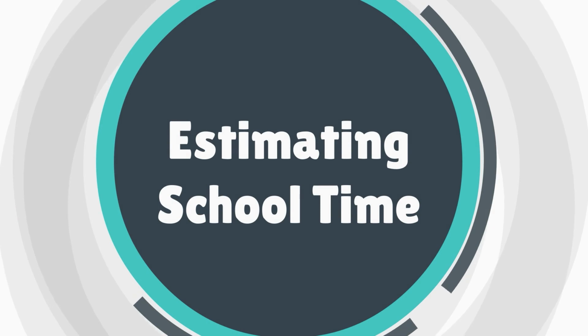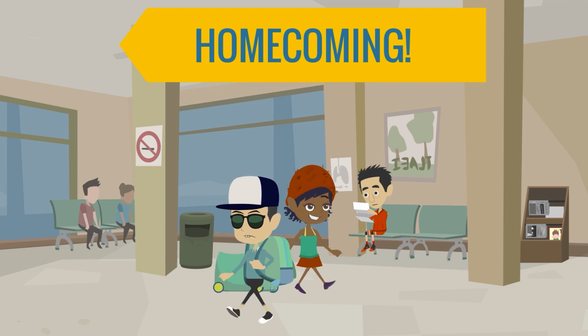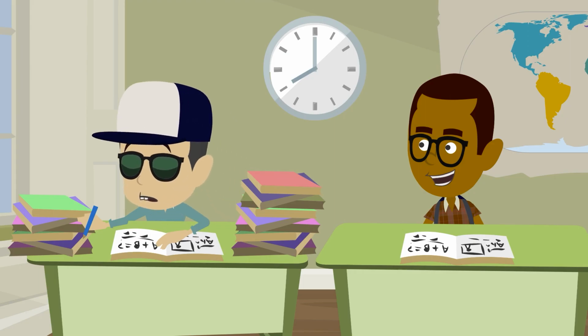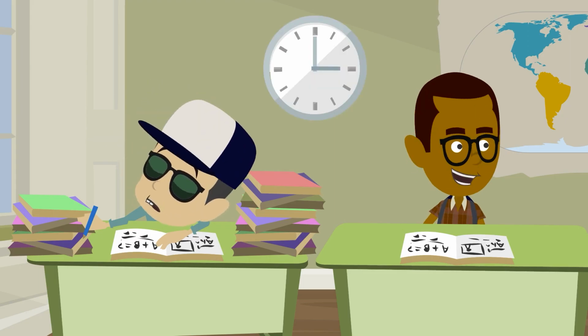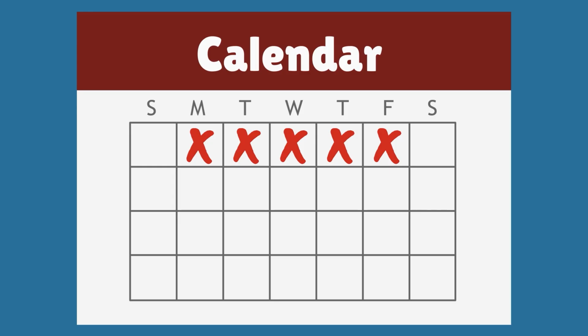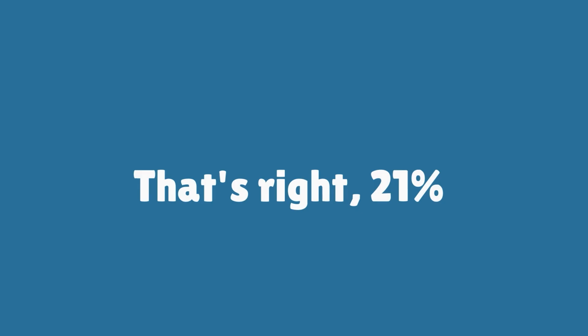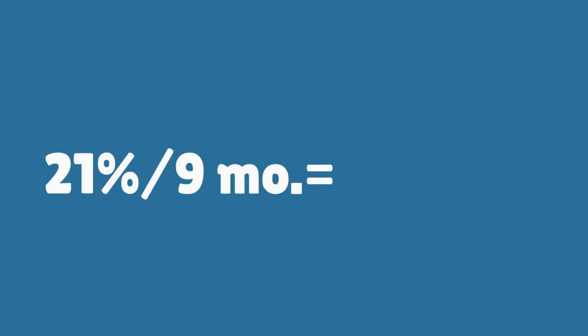Estimating school time. Most children are in school approximately 9 months out of 12 months of the calendar year. Most school days run from 8 a.m. to 3 p.m. or 7 hours, or approximately 29% of the school day out of a 5-day school week. A child spends approximately 21% of the 7-day week in school during the school year. 21% of 9 months means that the school time makes up approximately 15.6% of the calendar year.